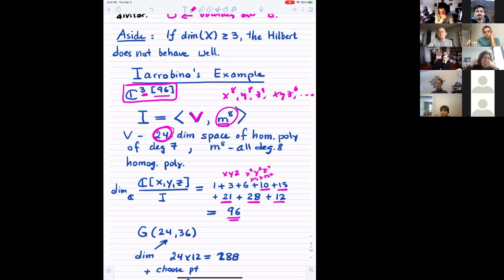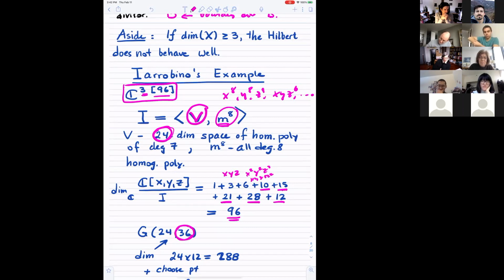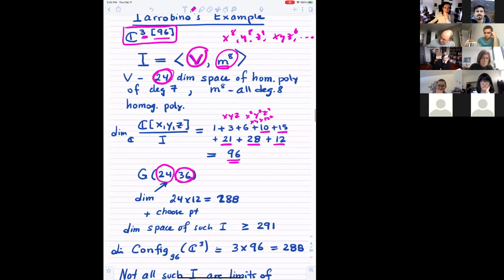Okay, that's good. But let's see how many such ideals you get. What does this data depend on? This data depends on the choice of vector space. Homogeneous polynomials of degree 7 in 3 variables form a 36-dimensional vector space. Of this 36-dimensional vector space, you are choosing this 24-dimensional subspace. This kind of thing is parameterized by something called the Grassmannian. It doesn't matter what this is. All you need to know is that this dimension is 288. So there's a 288-dimensional space of ideals I supported at the origin.